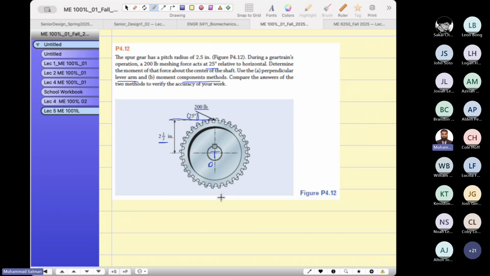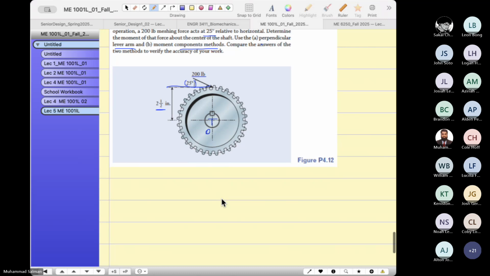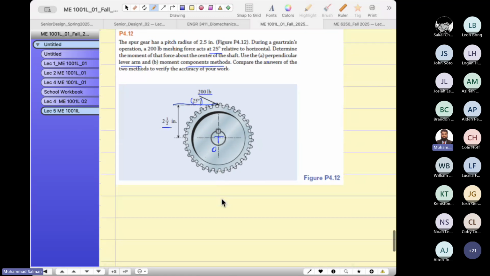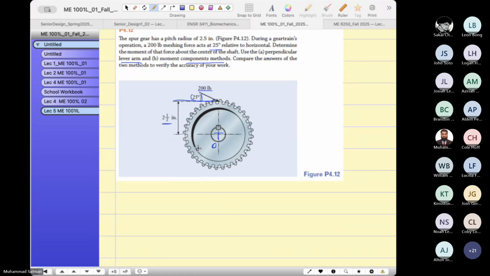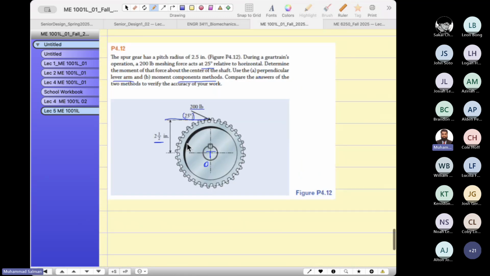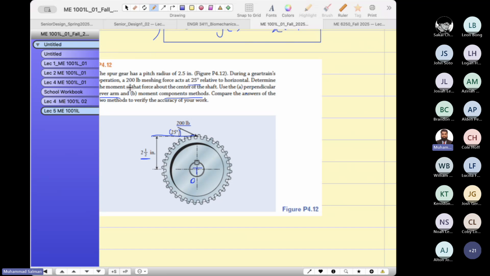So let's do one. Would it be 211? Let me see. I want to show you. This is to be changed. Let's change it to 500 pounds, because you will get the same problem. So I want to change some numbers. So I'm going to change this to 500 pounds now. Let's keep the angle same.